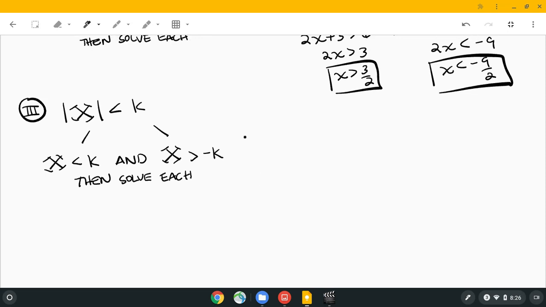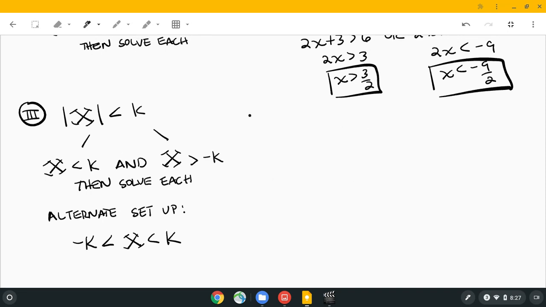All right, so let's go ahead. Another way to set this up, an alternate way. So you take whatever you have inside the absolute value, and you can set up this compound inequality here, where you have negative k on this side and positive k on this side. That's also another way you can set it up when you have the absolute value less than case.